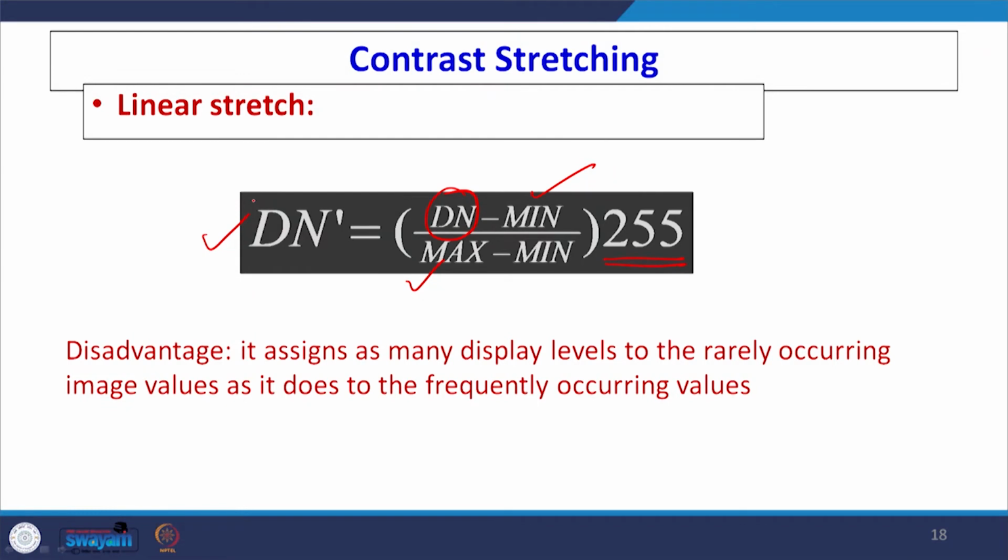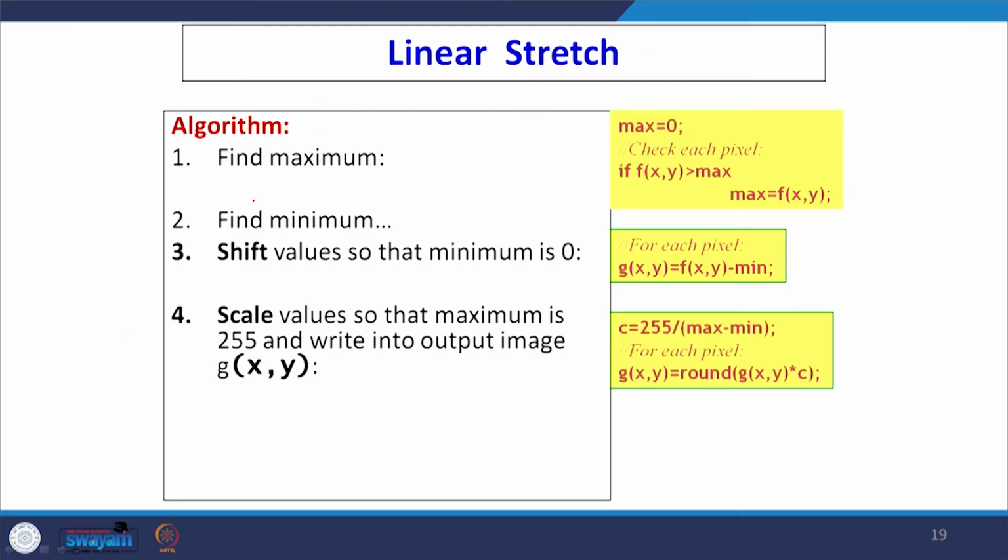The disadvantage of this method is that many display levels are given to rarely occurring image values, as it does to the frequently occurring values. So when we are using this kind of linear stretch, you can also develop some kind of algorithm which will take care that your output is not more than 255 in case of an 8-bit image. This is the way one can develop the algorithm, just to cross-check the range, so that the output range is always within the desired range.